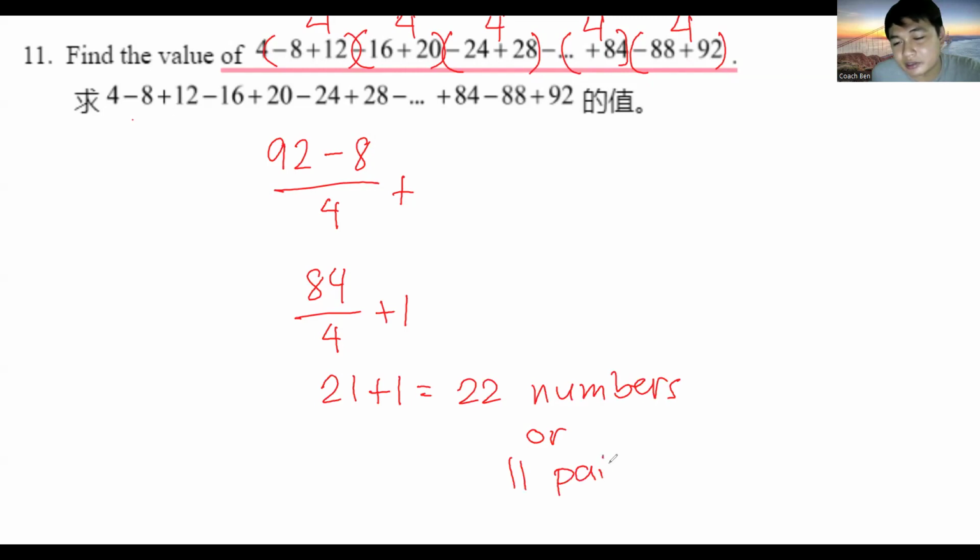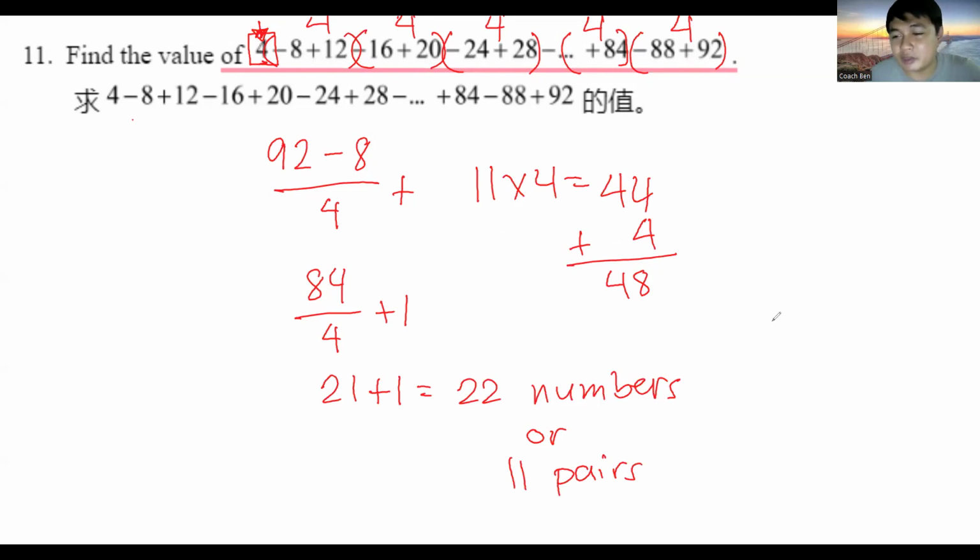11 pairs. And again, each pair of numbers gives you a sum of 4. So 11 times 4, that's 44. But don't forget, we have a lone individual number in the beginning that has no pair, which has a value of 4. So we add 4, and the final answer is 48.